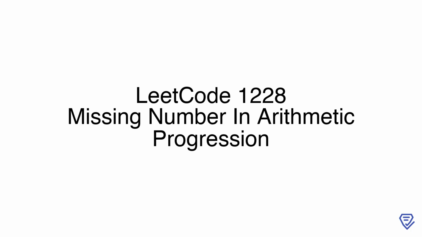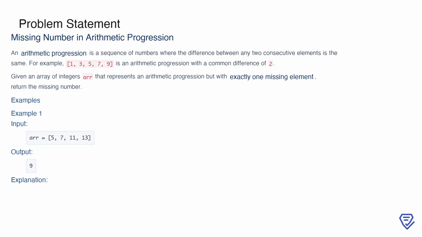Let's dive in. In this problem, we are working with an arithmetic progression, which is a sequence of numbers where the difference between any two consecutive elements remains constant. For example, the sequence 1, 3, 5, 7, 9 has a common difference of 2. Now, what makes this problem interesting is that you're given an array that represents an arithmetic progression, but one element is missing. Your task is to find and return this missing number.